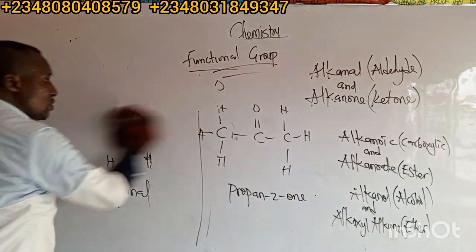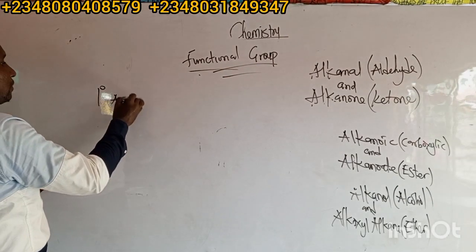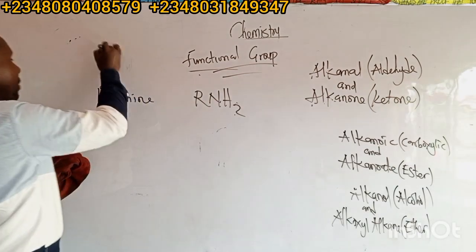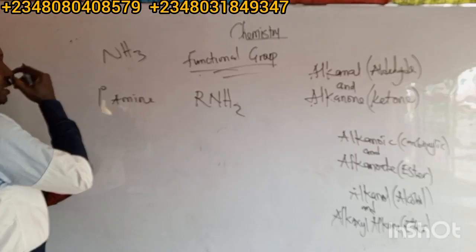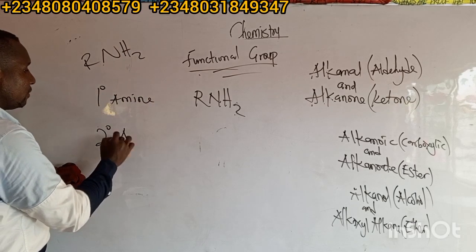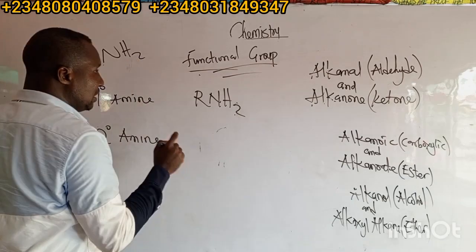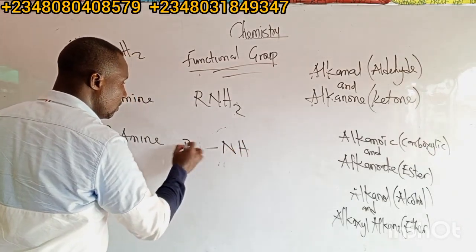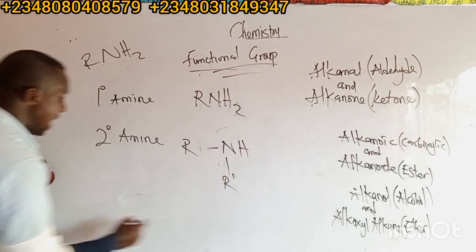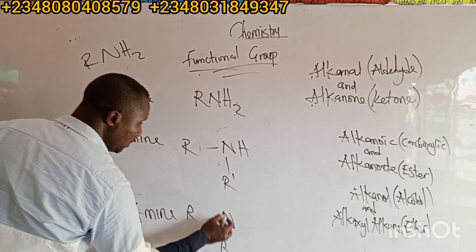Then, another place you can see functional group isomerism is with amines. Primary amine is when you replace one atom of hydrogen in ammonia with R. Secondary amine is when you replace another hydrogen in this one with another R. Then tertiary amine is when you replace this one too with another R. You have N, R, R, then R.